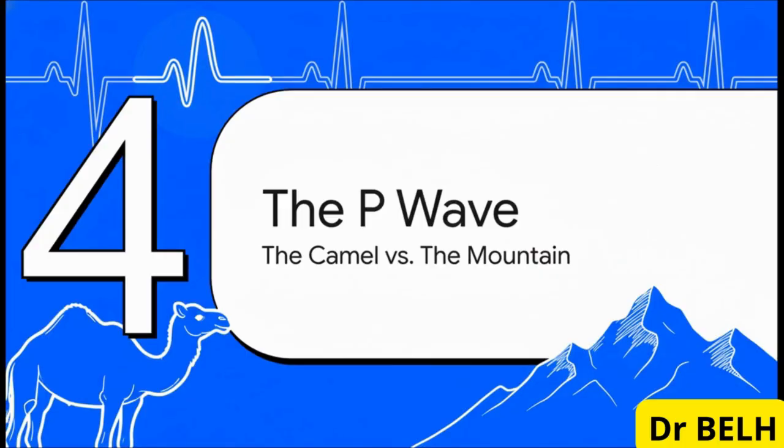All right, on to step 4, the P wave. This tiny little bump tells us a whole story about the atria, the heart's 2 upper chambers. We're looking for signs that they might be enlarged, and to do that, we're going to look for 2 very specific shapes, a camel and a mountain.